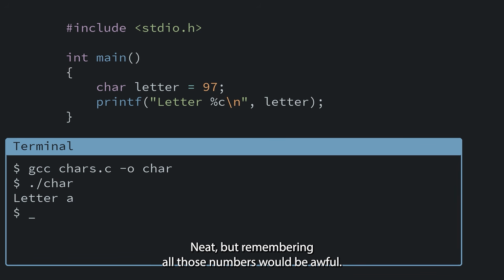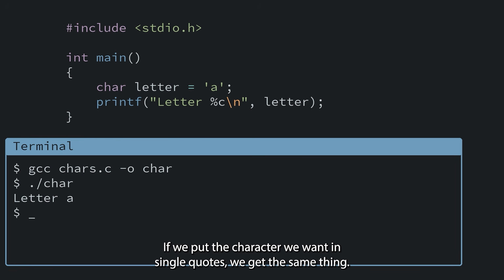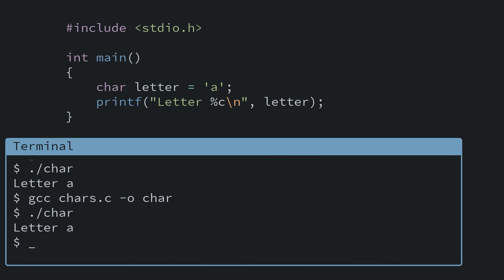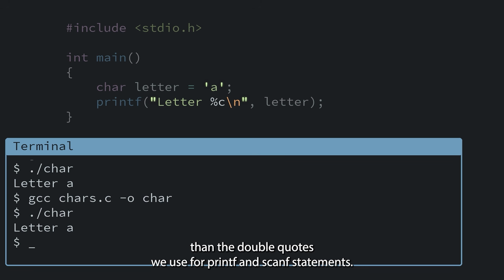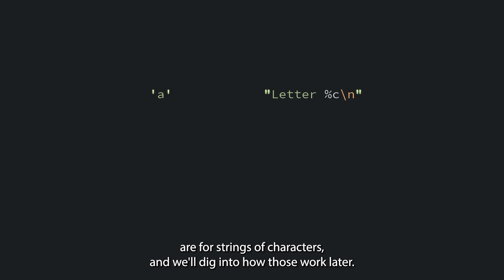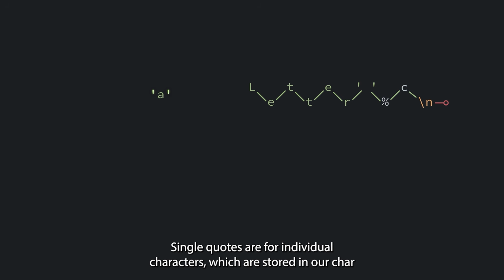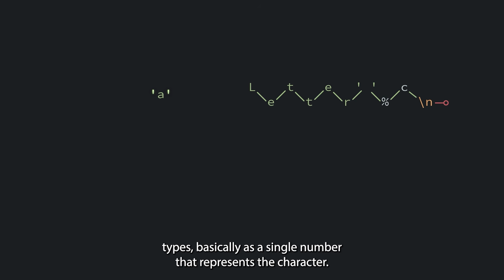Neat, but remembering all those numbers would be awful. So C can help us out by looking up these numbers for us. If we put the character we want in single quotes, we get the same thing. Note that single quotes are different than the double quotes we use for printf and scanf statements. Double quotes are for strings of characters, and we'll dig into how those work later. Single quotes are for individual characters, which are stored in our char types, basically as a single number that represents the character.